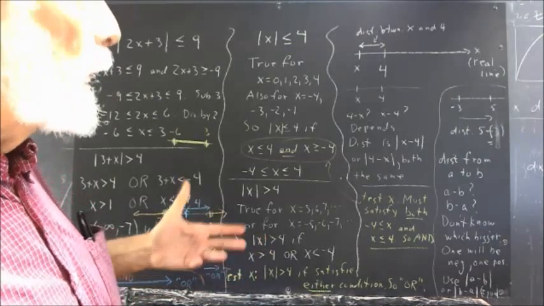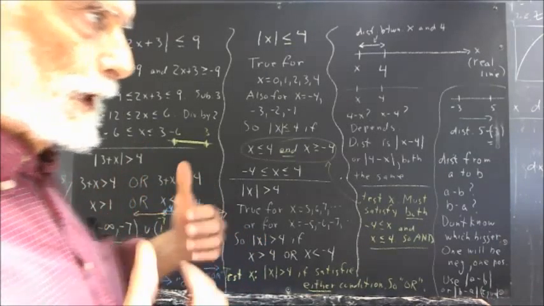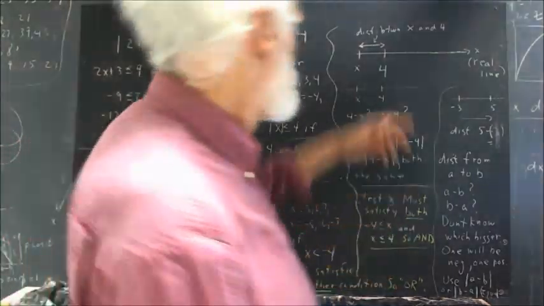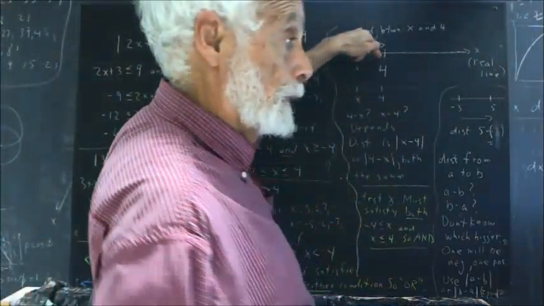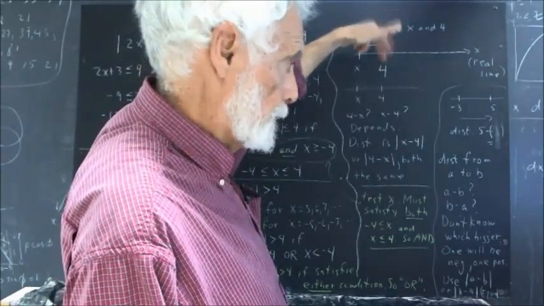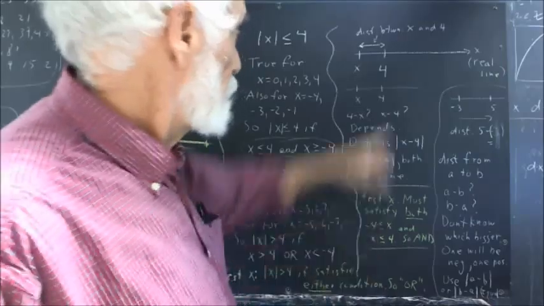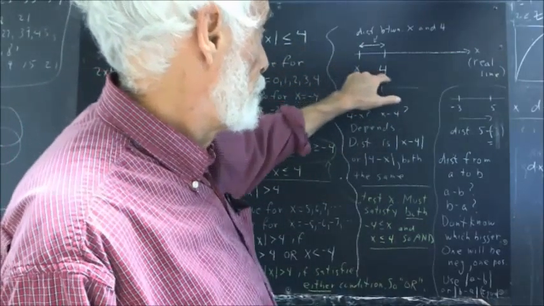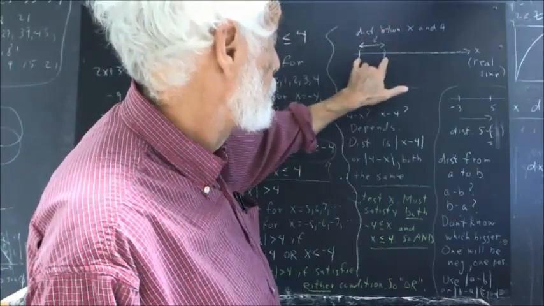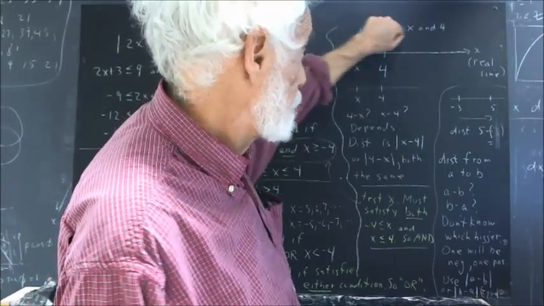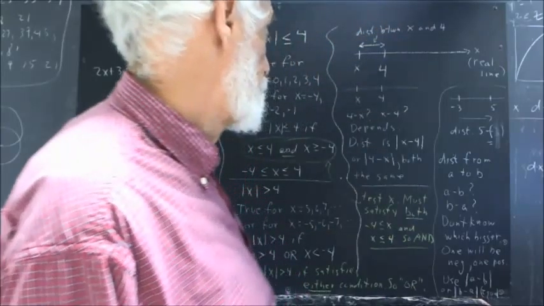Now, we're asked to sketch the distance between x and 4 on the real line. Well, we put 4 wherever we want, and then we can put x wherever we want, although we probably don't want to put it right on top of 4. So I chose to put x to the left. The distance between x and 4 is this distance here. So I've indicated that by the arrows and labeled it distance between x and 4.